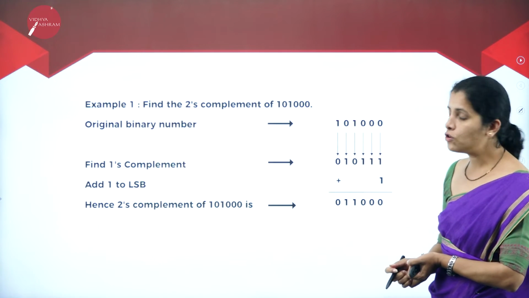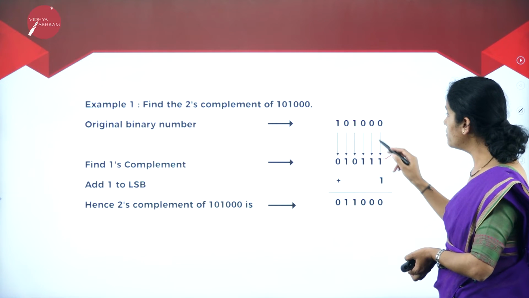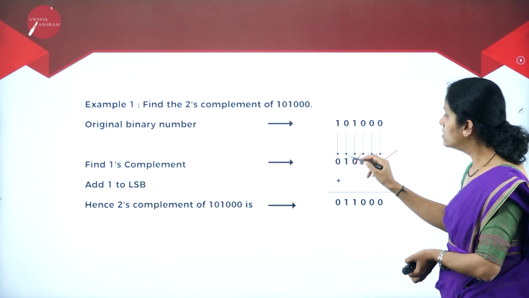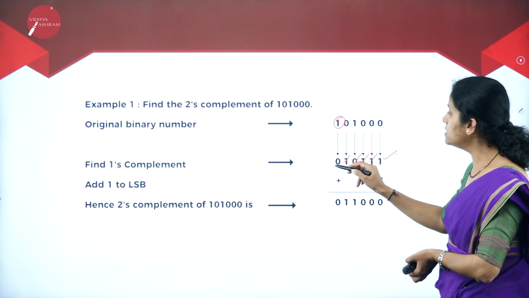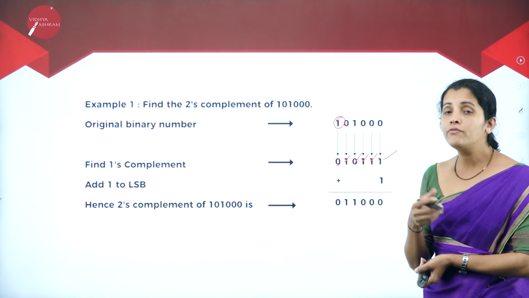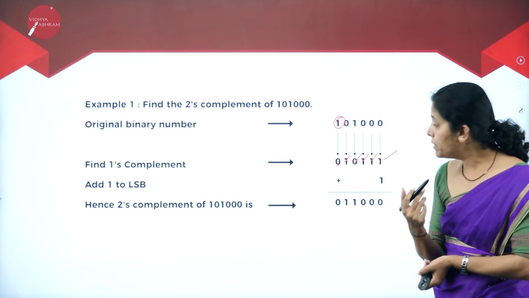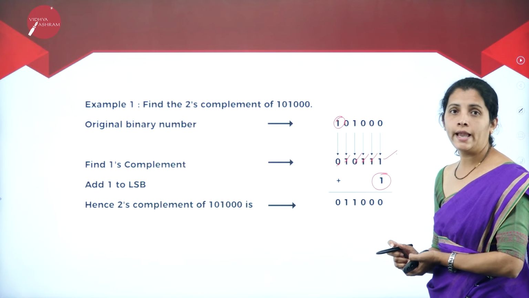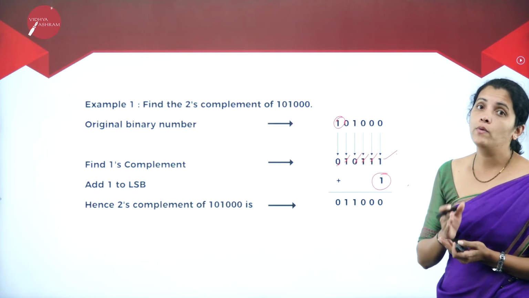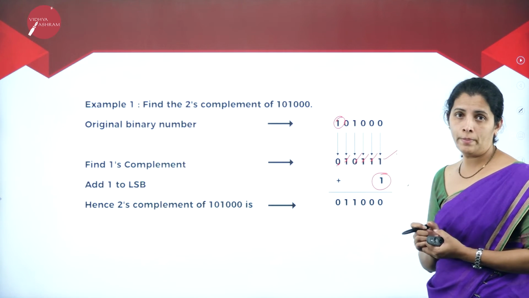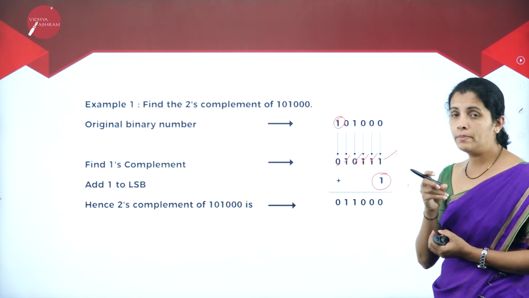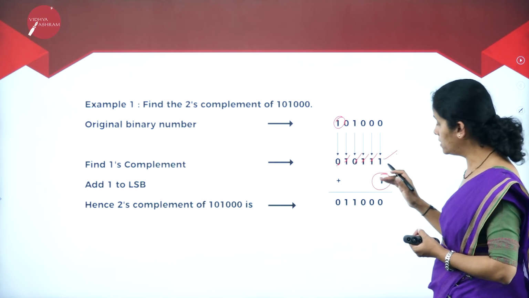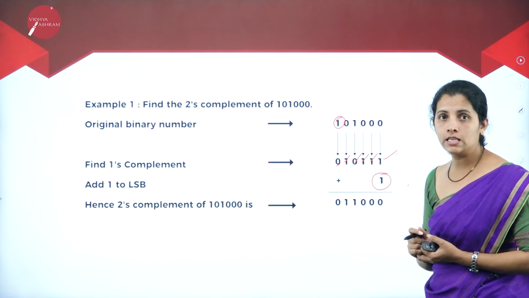First, I will write the 1's complement. For 0, it is 1. For 0, 1, 0, 1, 1, it is 0, 0, 1. For 1, it is 0. Now, I want to perform 2's complement. And where am I going to write the 1? I am going to write the 1 at the LSB bit. To perform 2's complement, I am going to add 1 to the LSB bit. So, I will write 1 at the LSB bit.